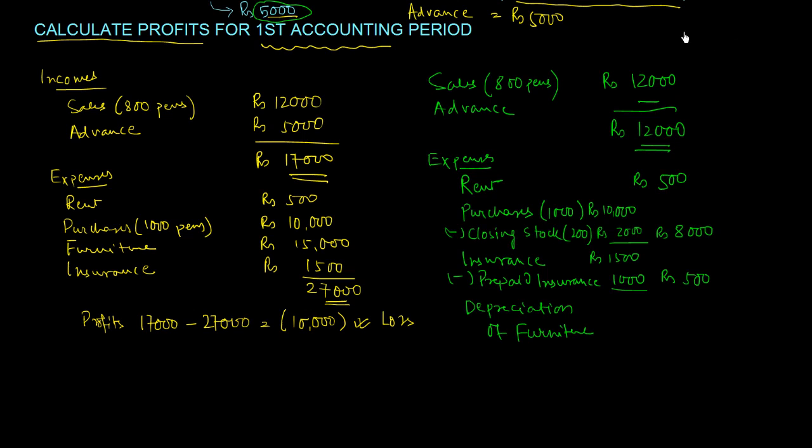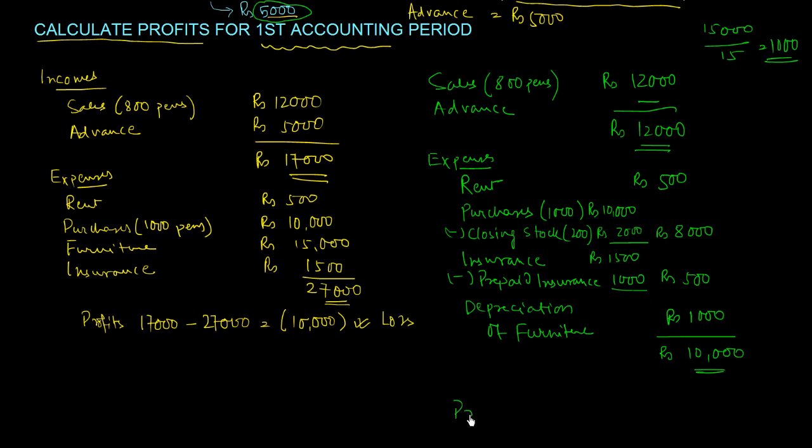How to calculate the depreciation? Let us do here. 15,000 is for 15 years, so divided by 15 you get 1,000 per year. So depreciation would be rupees 1,000. So out of the total cost of furniture, that is rupees 15,000, we are allocating only rupees 1,000 for this period, and that is why we are recording it as an expense of this period. So total expenses would be 8,000 plus 1,000, that is 9,000, plus 500, 9,500, plus 500 is 10,000. So total expenditure would be rupees 10,000.